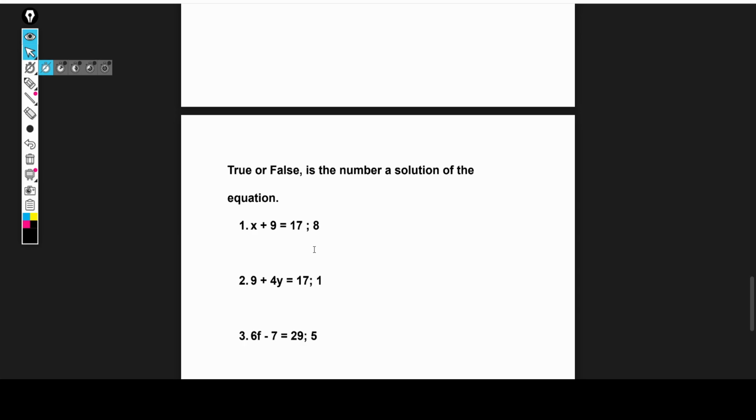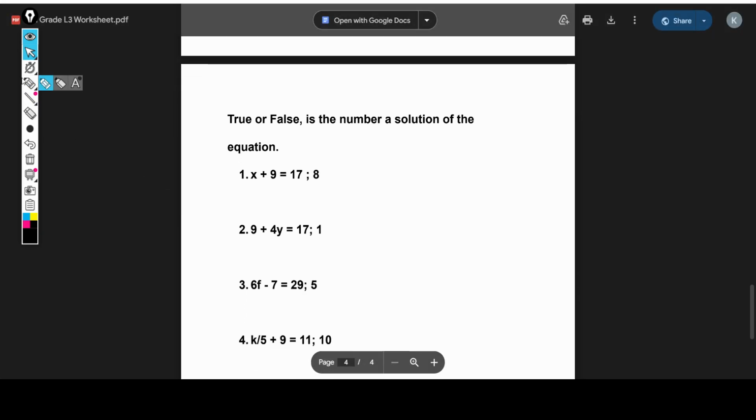True or false: is the number a solution of the equation? So we can do it like before. We can just try using algebra to solve, but it's easier if they already give us the number. To verify it, all we have to do is plug it in. So we'll just say x equals 8, and so this becomes 8 plus 9 equals 17, and well, that's true, so this is true. 9 plus 4y equals 17, and we're going to plug in 1.